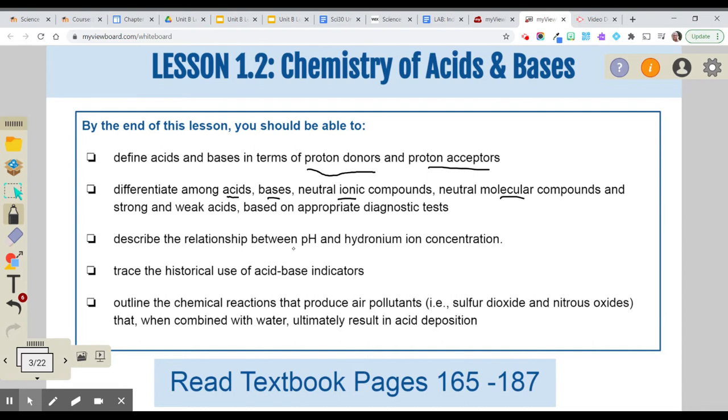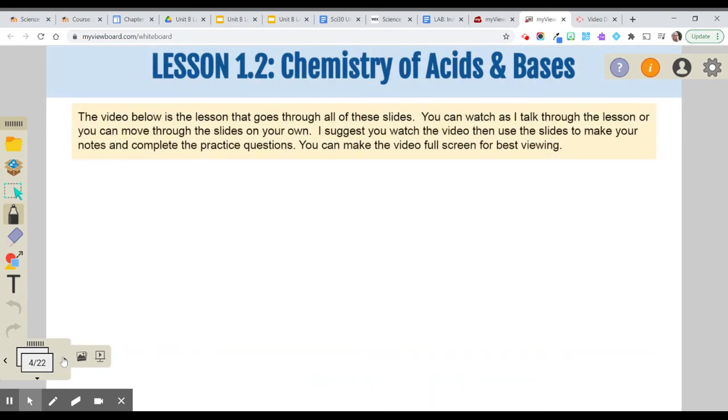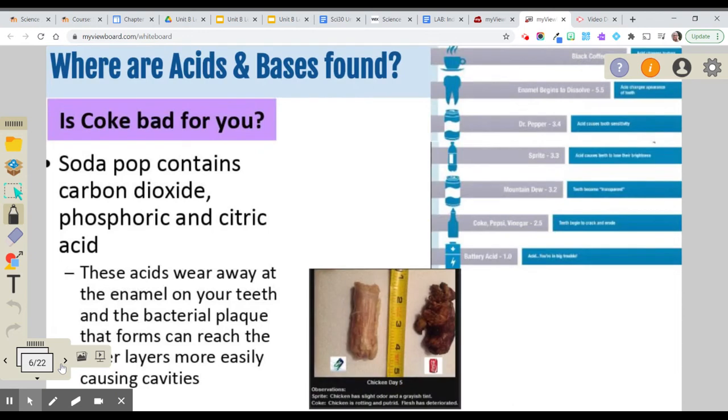We're going to describe the relationship between pH and hydronium ion. This is actually in part 2, so not in today's lesson. Same with indicators. So these will be in part 2 or part B, the next lesson. So there's our textbook pages. Take a look at those if you would like to review on your own. And this is where the video will be posted.